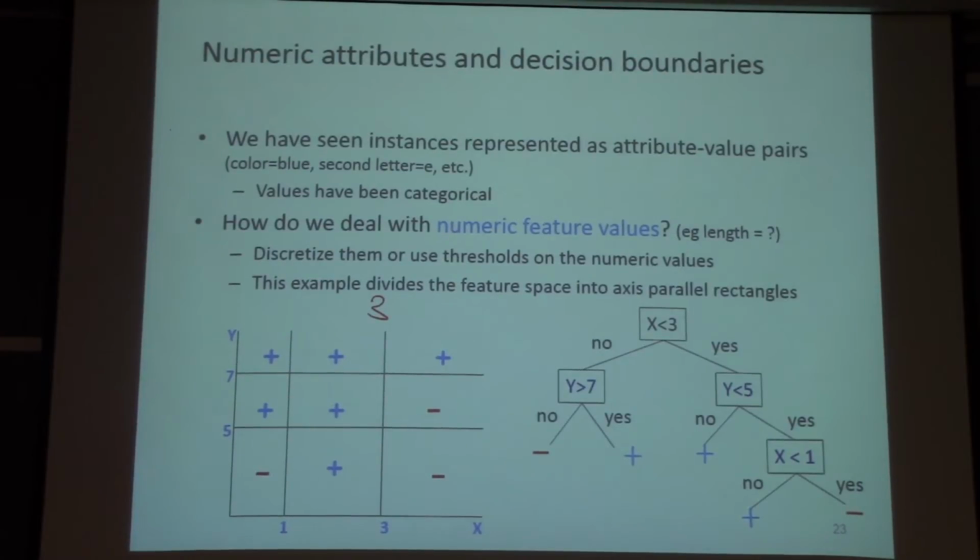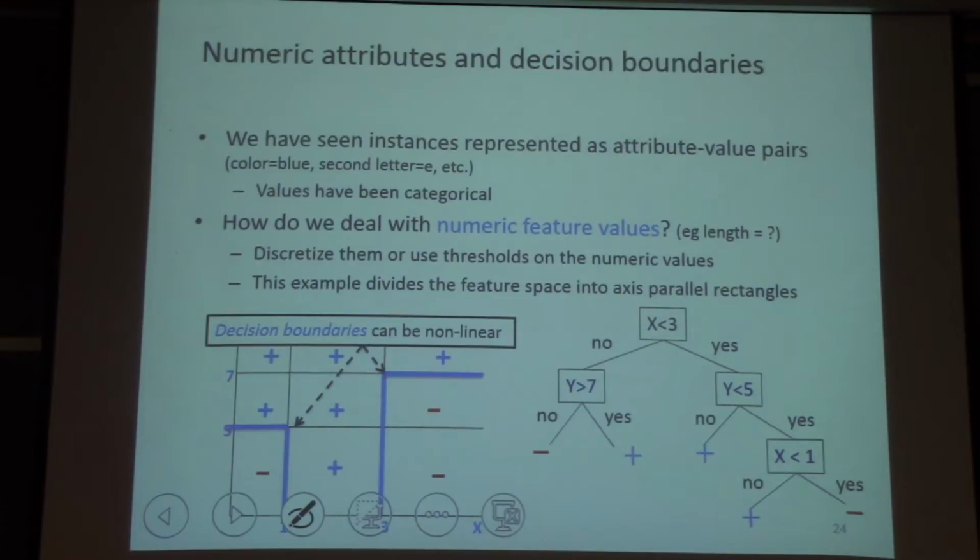The one new concept I want to mention now is the idea of a decision boundary. Notice that a decision boundary is the surface in general, or the line, that divides two classes. That divides, in this case, positive and negative examples. So the interesting thing is, with a decision tree, the decision boundaries can be non-linear. And this is one of the few examples of non-linear decision boundaries that we'll be looking at in the class.